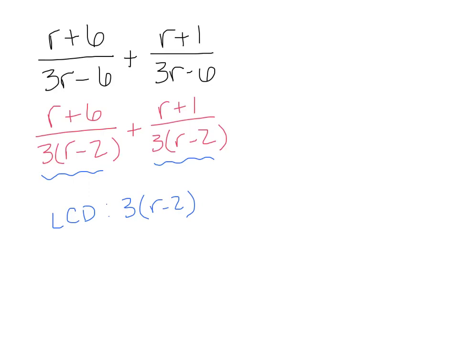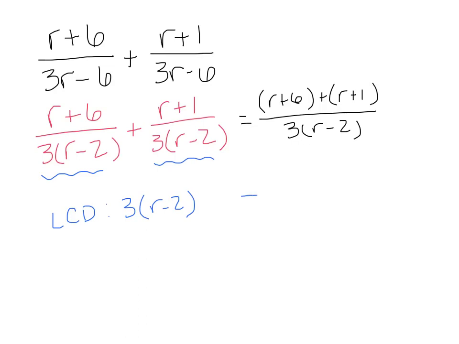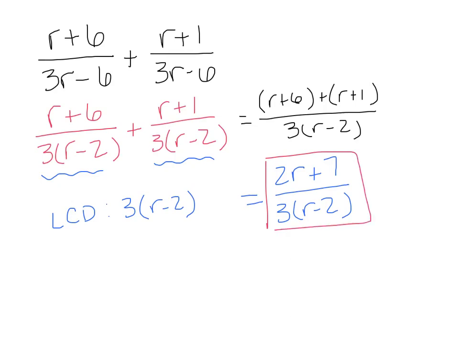Think about what we did when we added the number fractions. We just added the numerators and we kept the denominator the same. So I'm going to do r plus 6 plus r plus 1 over that least common denominator of 3 times r minus 2. So when we actually do this math, r and r makes 2r, 6 and 1 makes 7, over 3 times r minus 2. Now I know I can't factor the top any further, and the bottom is already factored, so I'm done. You might be tempted to want to distribute that 3, but you really don't need to.